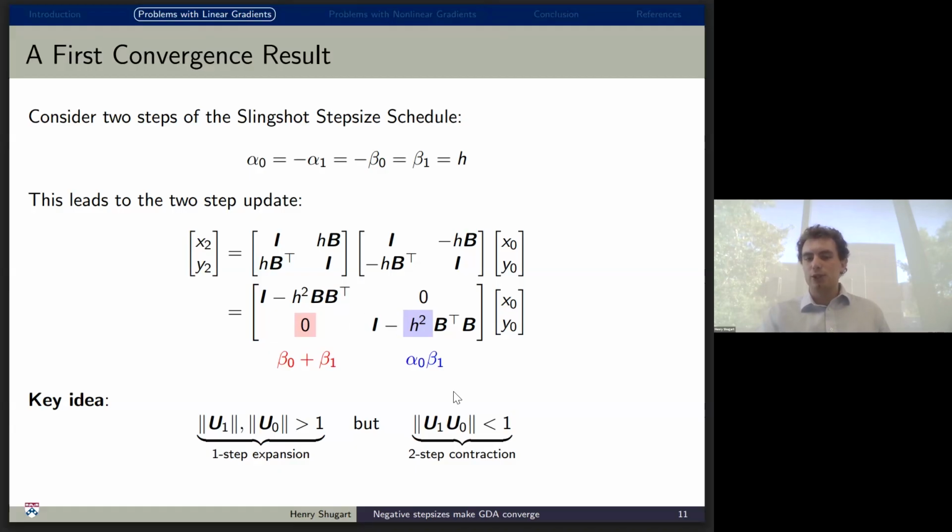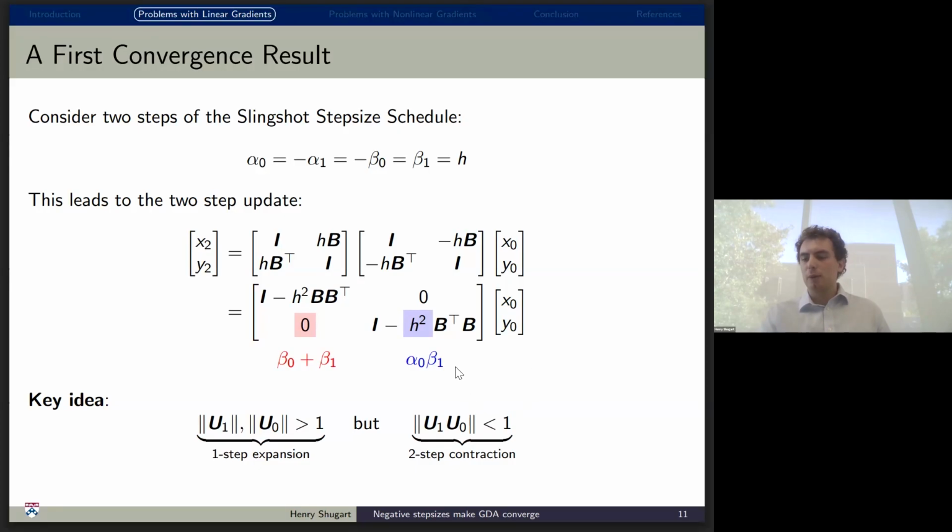Of course, this leads to a two-step contraction, but what's potentially most interesting here is that on each of the first two steps, the distance to optimum may actually increase. So on each of the first two steps, an expansion is possible. x0, y0 might move farther away on the first step, or it might move farther away on the second step. But between the two steps, we're guaranteed to decrease the distance to the optimal solution.